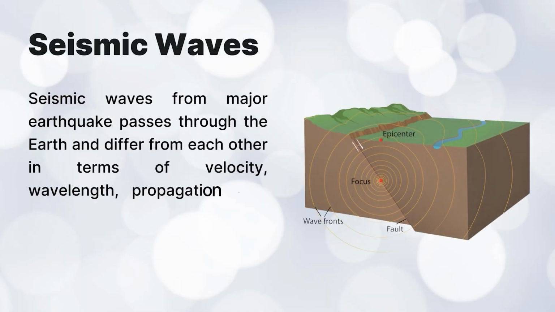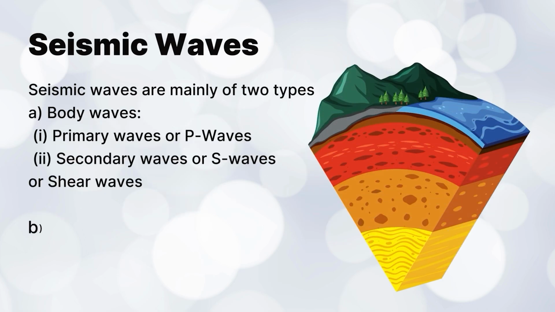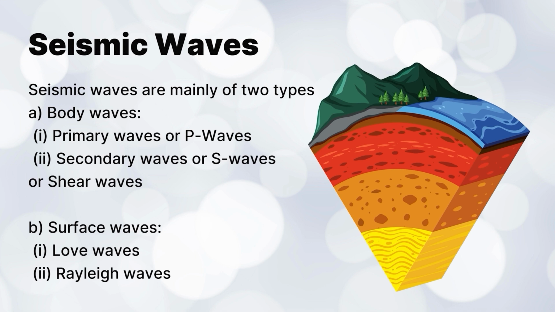And finally, before we study the interior of the earth, we must know about the seismic waves. Seismic waves from a major earthquake pass through the earth and differ from each other in terms of velocity, wavelength, propagation path and nature of vibrations. You understand that an earthquake generates a lot of seismic waves, both primary, secondary, all types. But broadly, seismic waves are of two types.